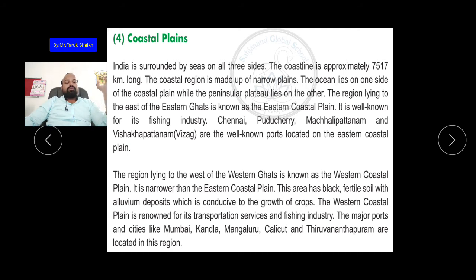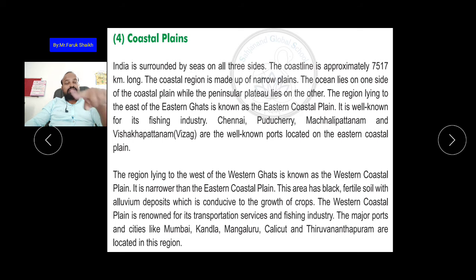Then the coastal plains. The landmass which is near the coast, near the sea, is called the coastal plain. India is surrounded by sea on all three sides. The coastline of India is approximately 7,517 kilometers long. Okay, and the total coastline of Gujarat is only 1,600 kilometers.